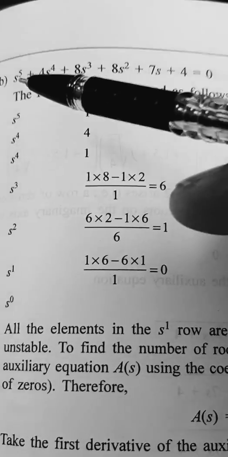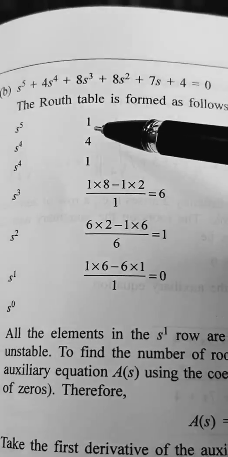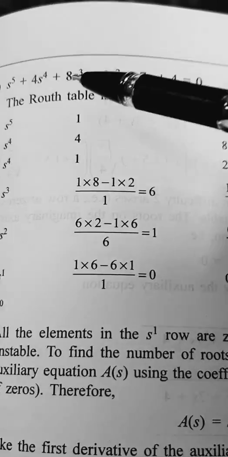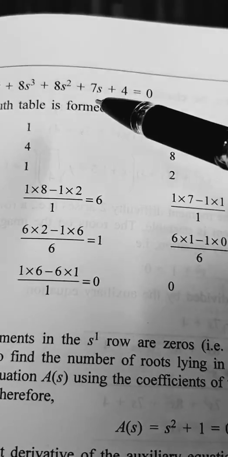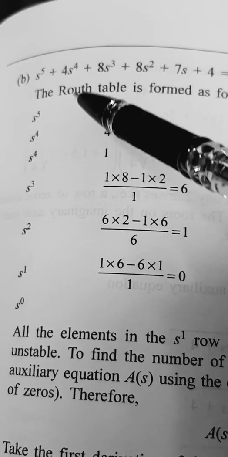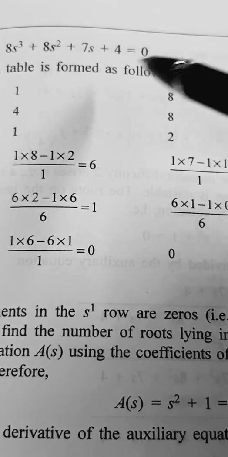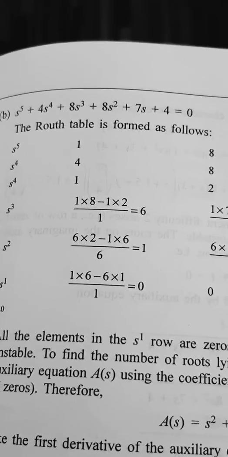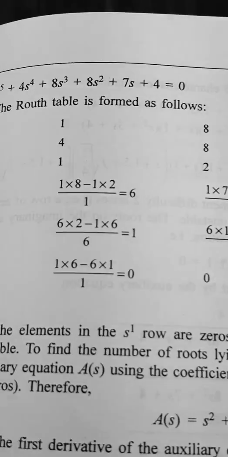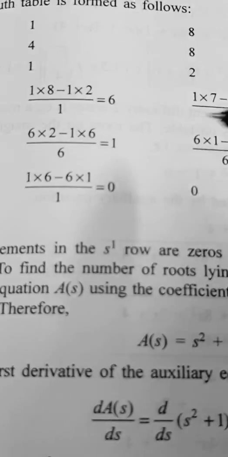You arrange the coefficient of s5 as the first element in the first row. Then next that is 8, next to that is 7, then next to next, no, there is none. Then for s raised to 4, then next to next 8, next to next again that is 4. Now if you further develop it, you can see that here it is 6, here it is 6, then here it is 1, here it is 1.